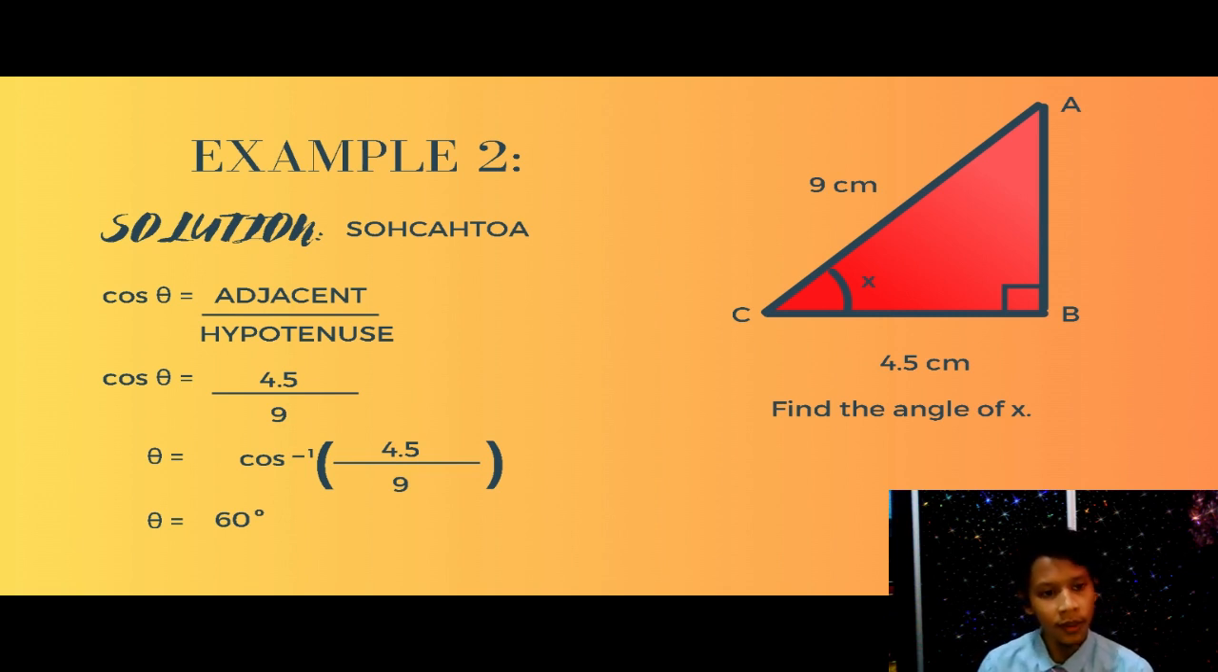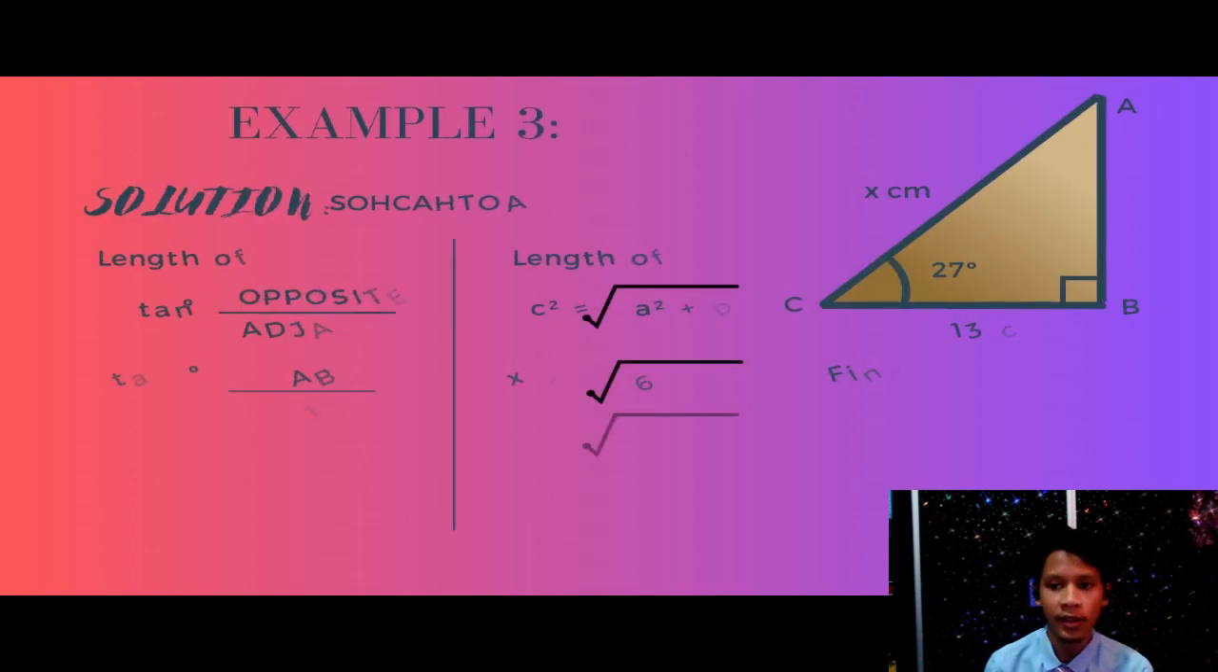We can see that cos theta equals 4.5 over 9, and theta equals cos to the power of minus 1 of 4.5 over 9, and using a calculator, we can find theta equals 60 degrees, and theta is x, so x is 60 degrees. Now let's move on to example 3.